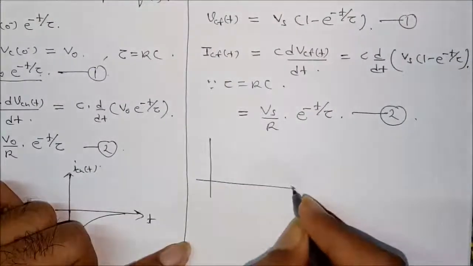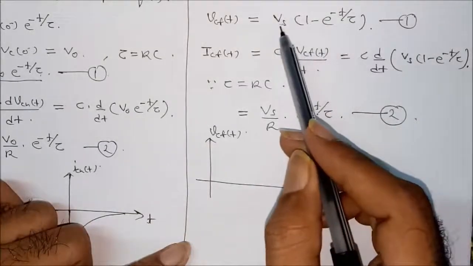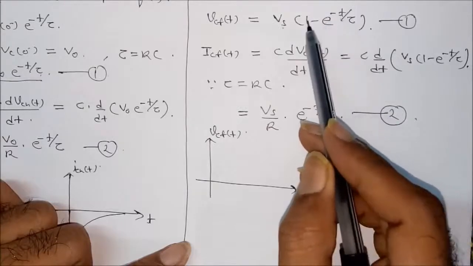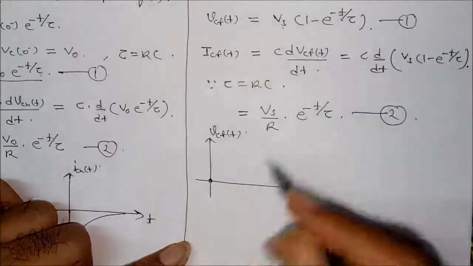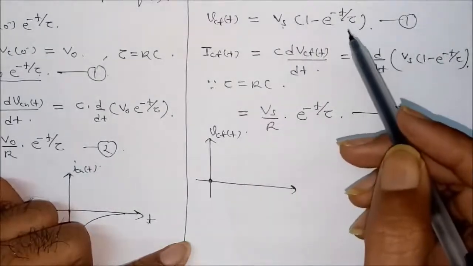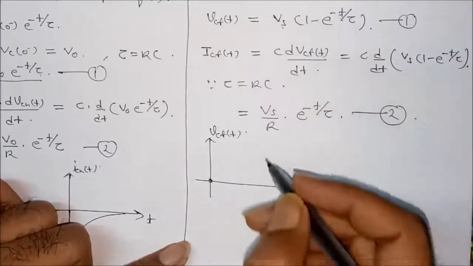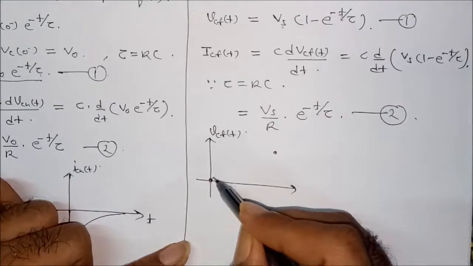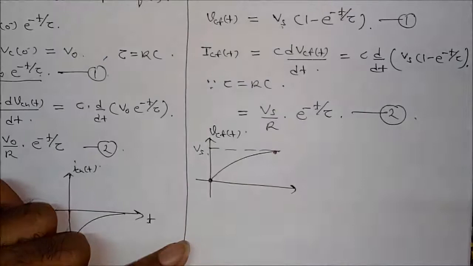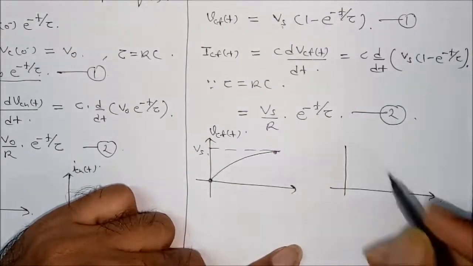So now represent this graphically. This is Vcf(t), the forced response. The initial value will be 0. Put t as 0 here; this will be 1, and 1 minus 1 is equal to 0. Then take some more values: t is 2, 3, 4, 5 seconds, and t is equal to infinity. At t equal to infinity, this term will become 0 and this will become Vs. So the response will look like this. Is it okay?